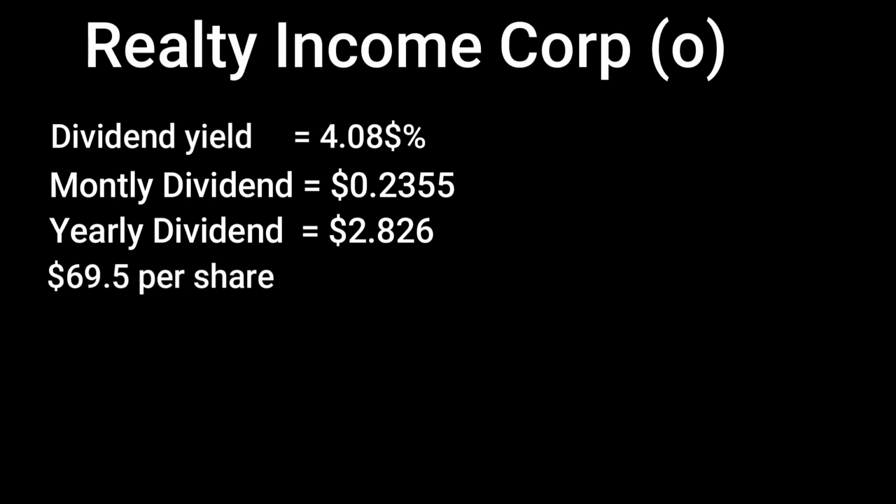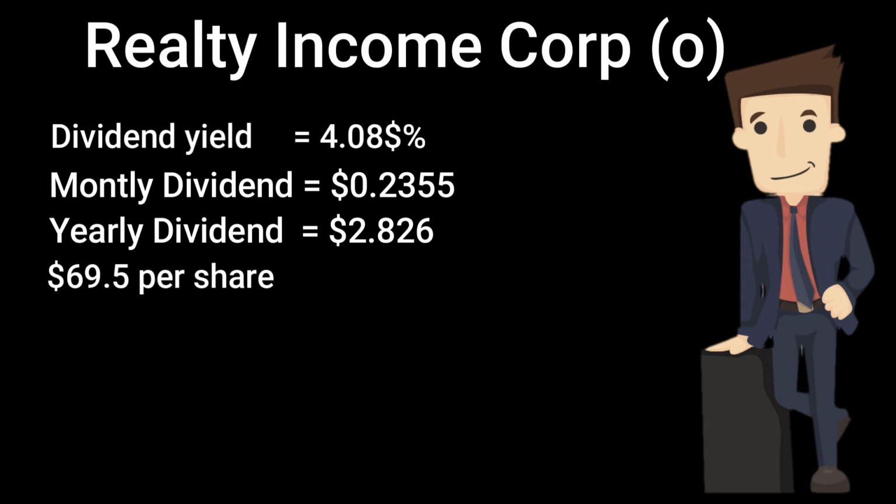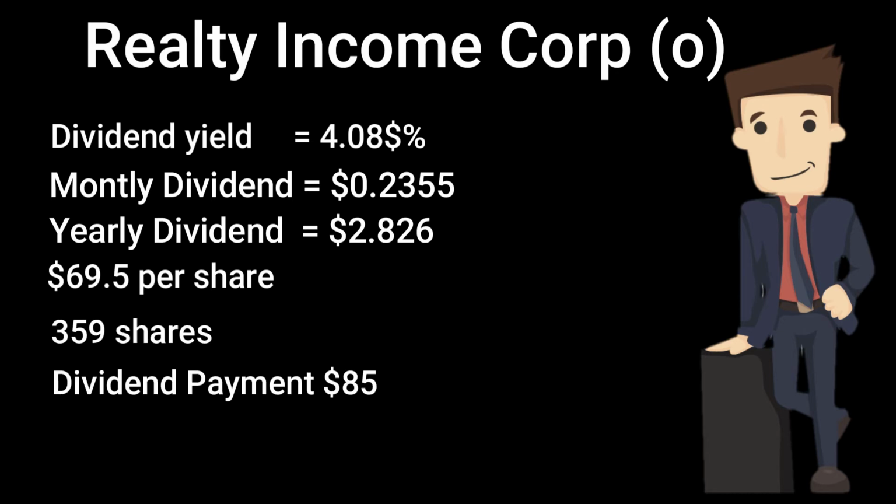per share. Let's say we have an investor who has $25,000 and wants to generate some passive income without going into debt. So he decided to invest all of it in Realty Income. He was able to purchase 359 shares with his $25,000. Our investor will now be getting a monthly dividend payment of $85. Now, you might be saying, wow, just $85, that's a little bit. Well, here's where things really get interesting.